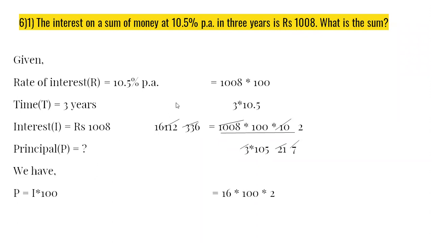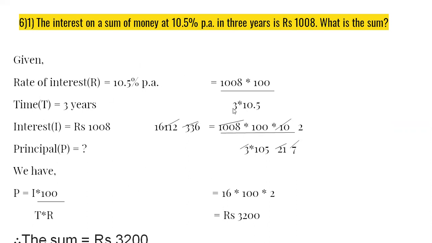Then we have to write the principal formula. Principal formula is I into 100 by, there must be upon, like draw this one. And here also upon. And then we have to cancel up and down. Then you will get the value 16 into 100, that means 3,200. 3,200 is the principal.